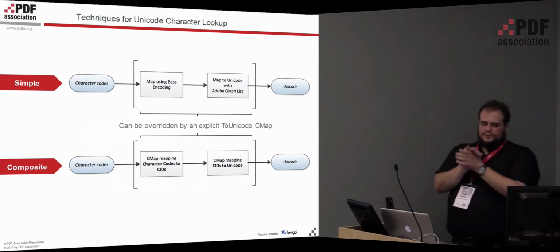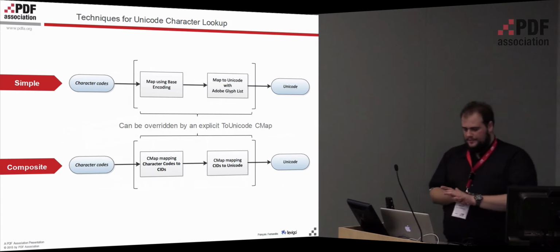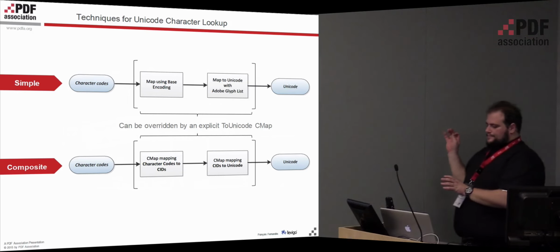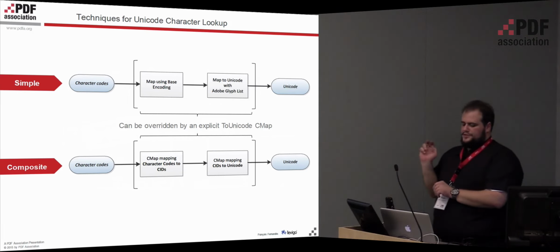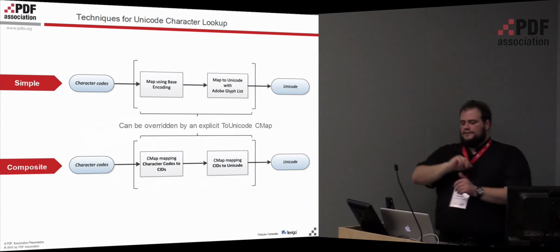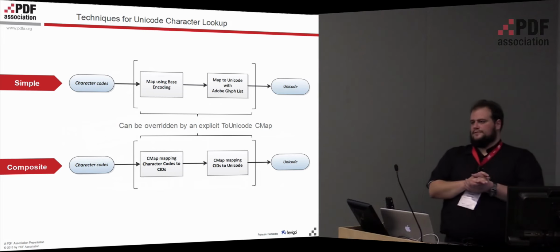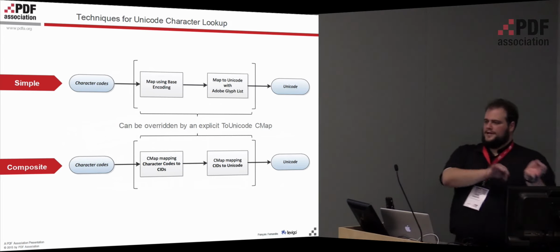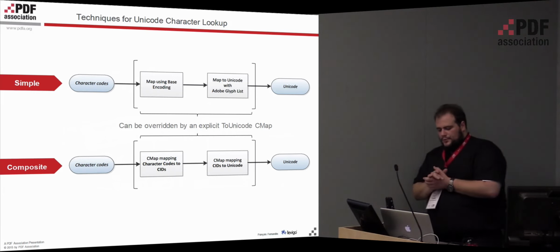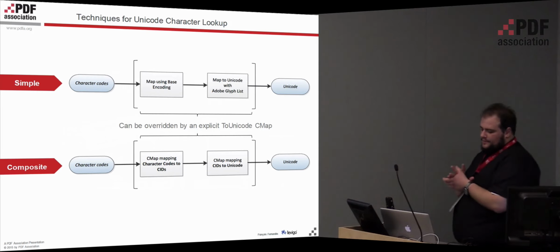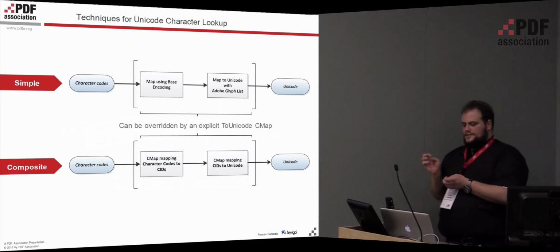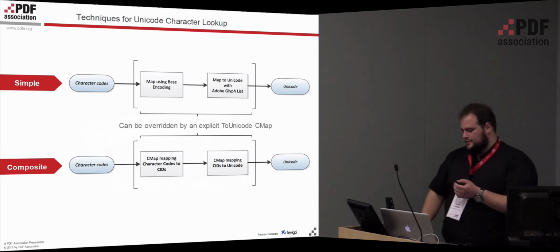So how do we do Unicode character code lookup? We have the character codes, again, just our raw bytes. In the case of a simple font, we're using the base encoding again. So we map to a name, and then we map back to Unicode using the Adobe glyph list. This is something we have already done in some cases for the TrueType encoding. And for complex fonts, we typically have a mapping from character codes to CIDs, and there always needs to be a CMAP which maps CIDs to Unicode.